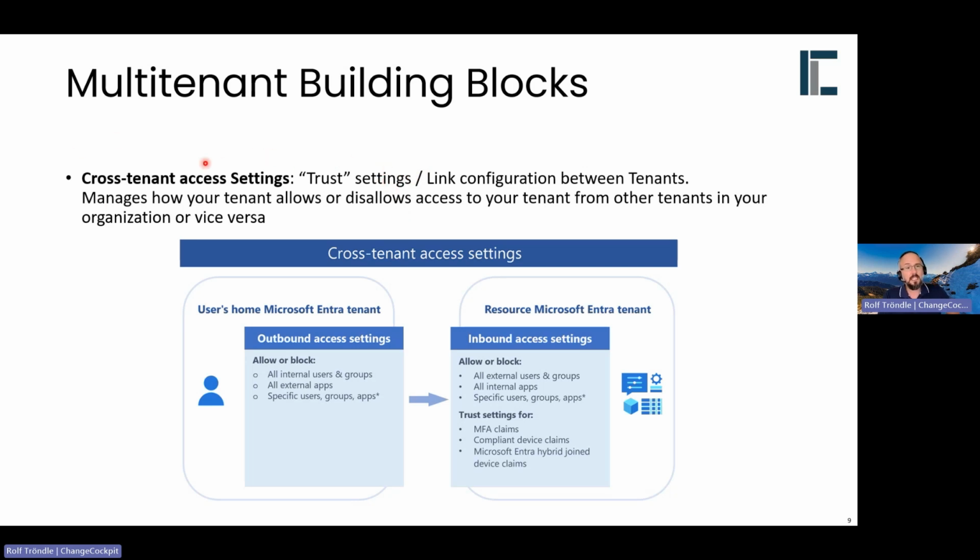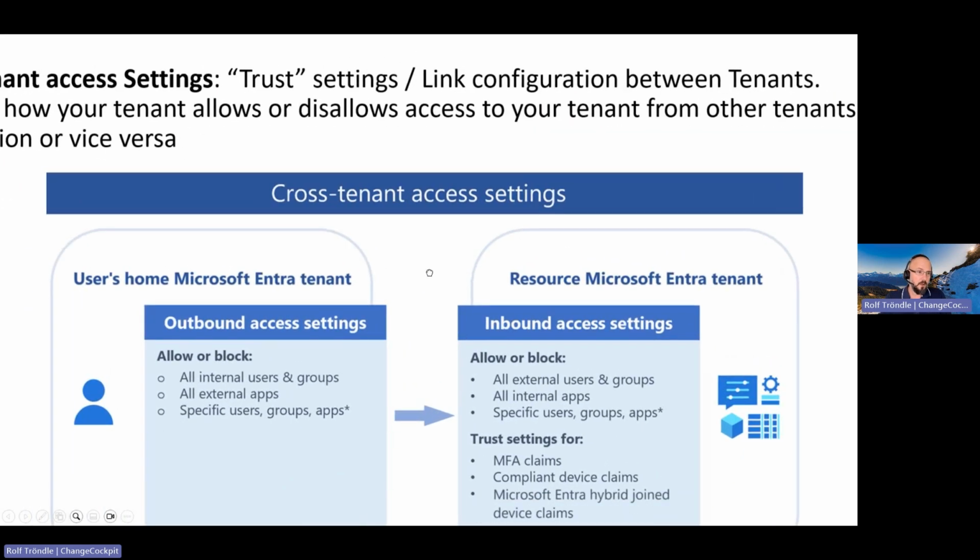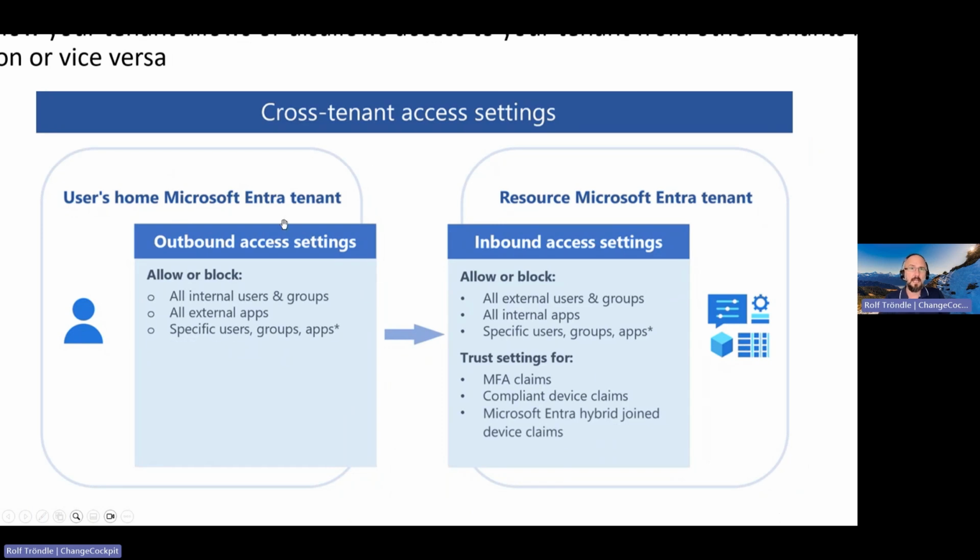So we have the cross-tenant access settings. These are trust settings. If you know Active Directory from on-premises, perhaps you know you could create forest trusts. You can trust two individual Active Directories. So that's some kind of a trust like from Active Directory. It's called cross-tenant access settings, where you can link two tenants together in a trust relationship. It manages how your tenant allows or disallows access to your tenant from the other tenant, or from your tenant to the other tenant. So we see here the user's home Entra tenant.